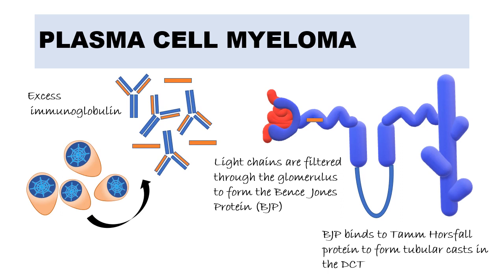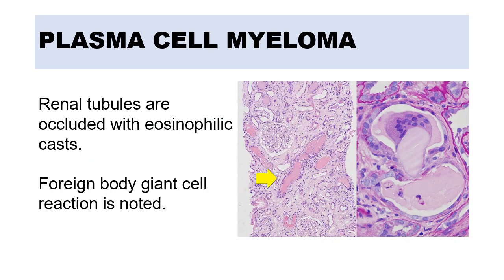The myeloma cells produce excess immunoglobulins, amongst which is excess of unpaired light chains. These light chains get filtered through the glomerulus to form Bence-Jones proteins. The Bence-Jones proteins bind to the Tamm-Horsfall proteins in the distal convoluted tubule to form tubular casts. These are seen as eosinophilic casts within the renal tubules as shown. Foreign body giant cells forming a reaction around these tubules are also commonly seen.